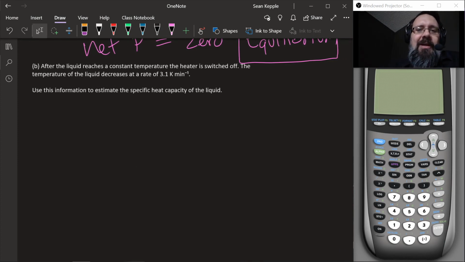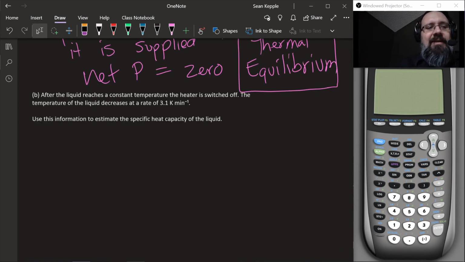After the liquid reaches a constant temperature, the heater is switched off. The temperature of the liquid decreases at a rate of 3.1 Kelvin per minute. So there's that rate of change of temperature again that we saw in the previous question. Use this information to estimate the specific heat capacity of the liquid. We're going to make an estimation, which means we'll make some assumptions that will make the answer slightly off, but close enough. The first assumption is that the 3.1 Kelvin per minute it's losing must be the same as what it was gaining.